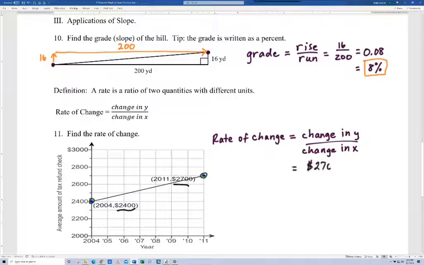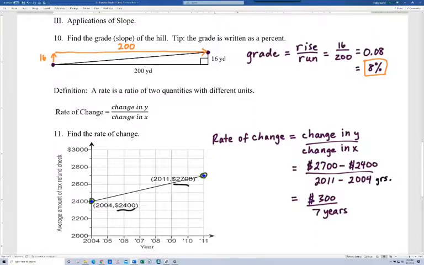And so our change in y is going to be 2,700 minus 2,400. And then we'll subtract our x values. We get 2011 minus 2004. And notice that's years. Oops, I forgot to put that in. So in the numerator we have money, and in the denominator our unit is years. When you subtract those numbers in the numerator, you get 300. In the denominator we get 7 years. So we're saying the rate of change is $300, or $300 more in 7 years.